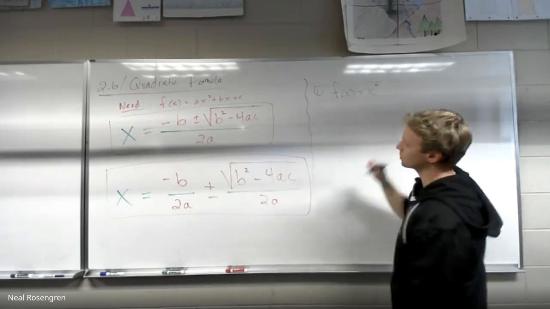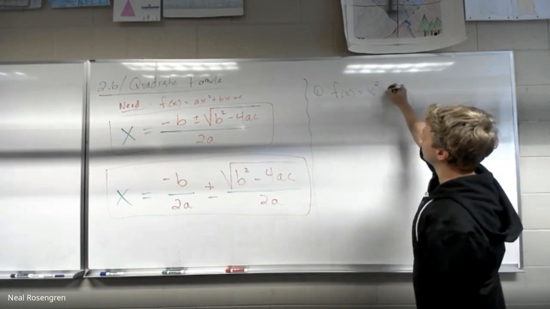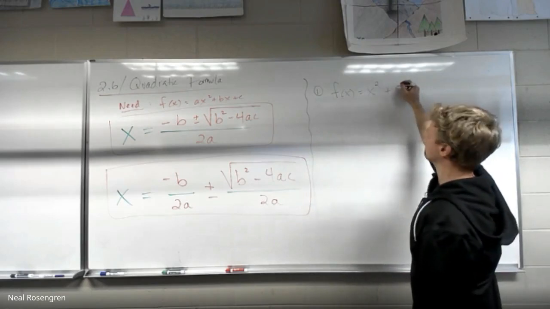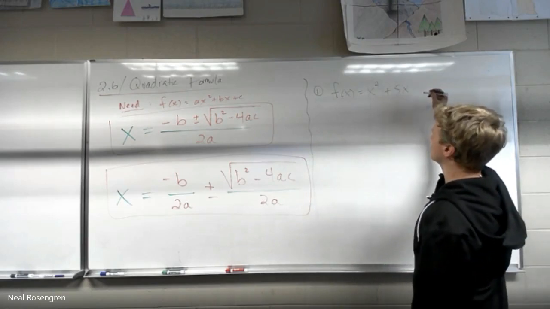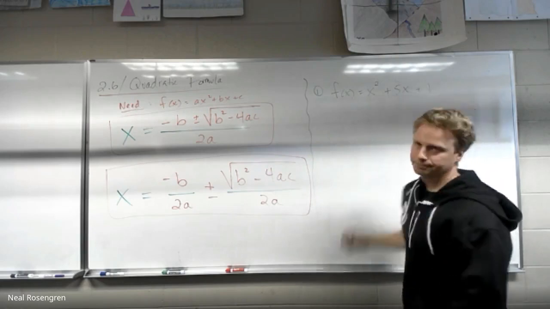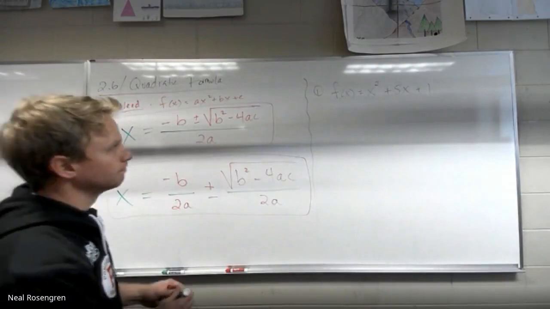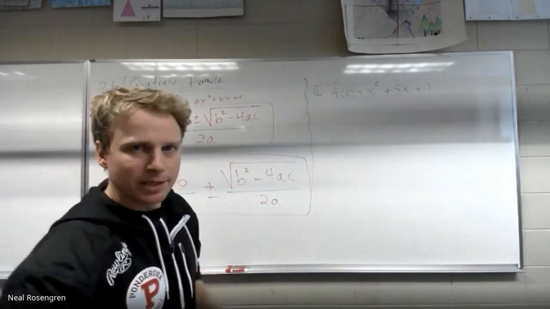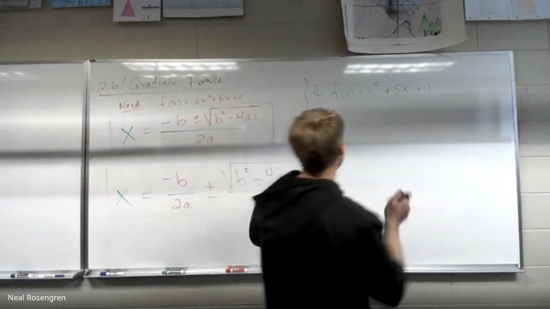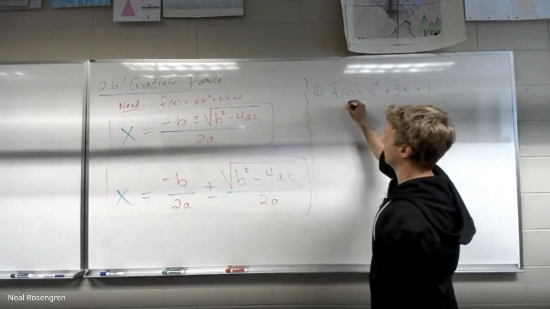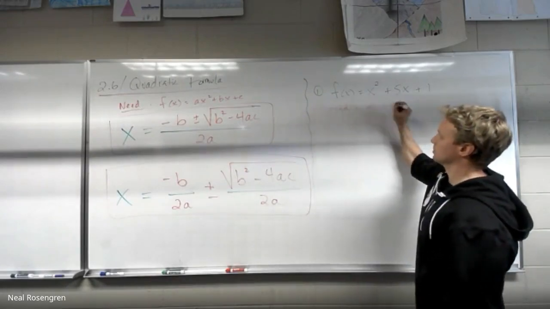So let's call it x squared plus, I don't know, like 5x plus 1. Something like that. All right, so x squared plus 5x plus 1. Let's say that was our function, and they ask us to find the x-intercepts.